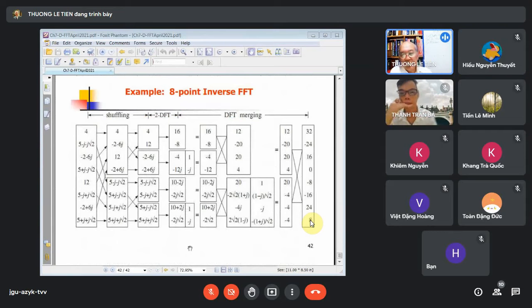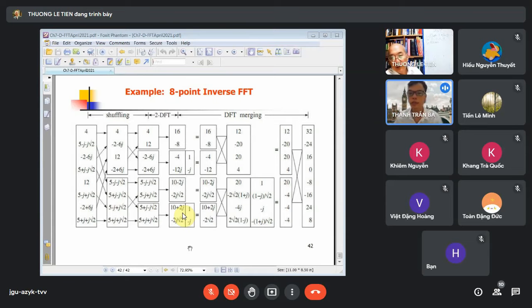Now, this is the inverse FFT. Can any of you remember how many formulas we can use to calculate the inverse DFT or FFT? Firstly, how many methods or formulas can we use to calculate the N-point DFT?